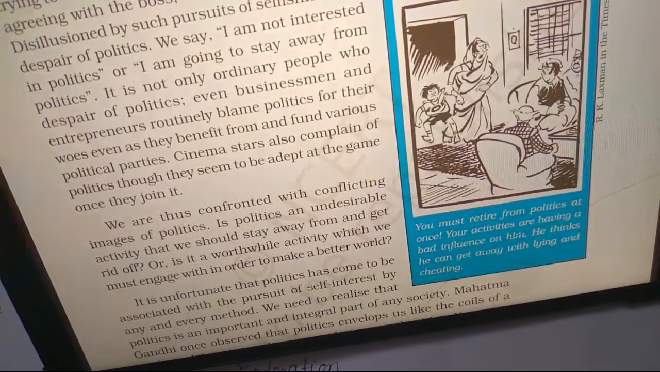We are thus confronted with conflicting images of politics. Is politics an undesirable activity that we should stay away from and get rid of, or is it a worthwhile activity which we must engage with in order to make a better world?